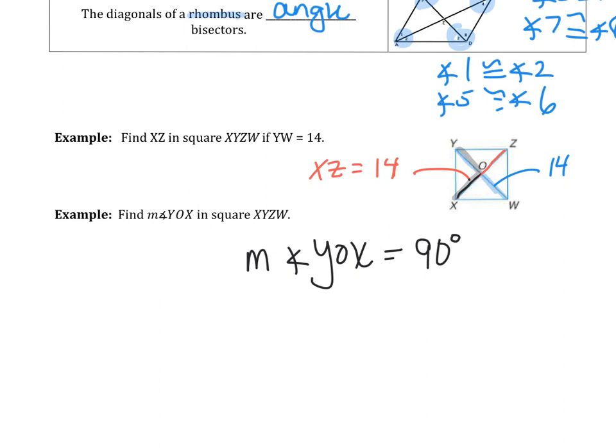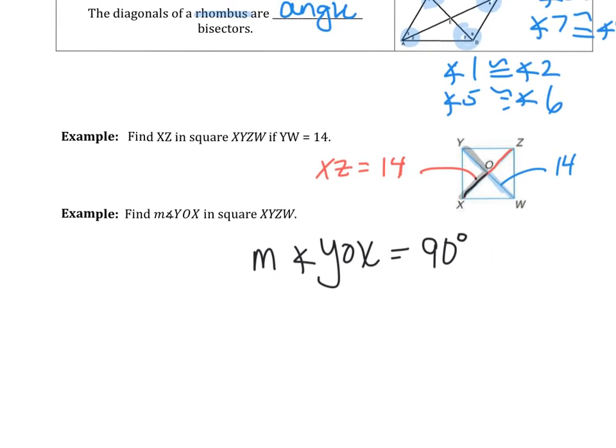Remember, a square is both a rectangle and a rhombus, so that's why we don't talk about diagonals of a square. We talk about diagonals of a rectangle and a rhombus. And we use that to help us show that those diagonals are congruent to each other, and that those diagonals are perpendicular to each other, and in turn makes that 90-degree angle right there.